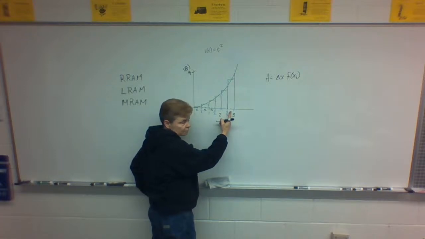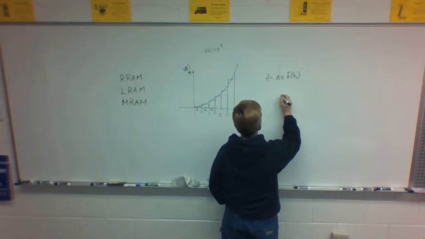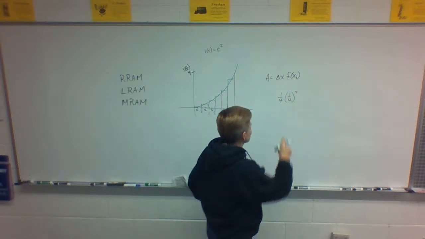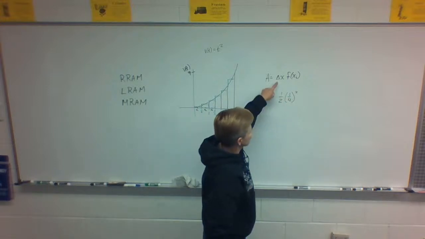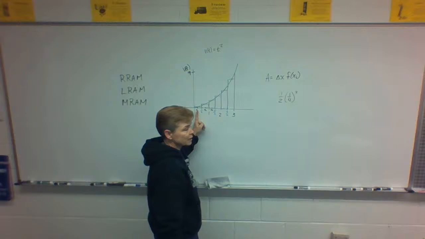You see it? Okay. So I've got the very first one. I've got 1/2 times 1/4 squared. This is 1/2, the width of the partition. But we evaluate the function at the midpoint of that first partition, which is 1/4. You follow me? This is the area of that first little rectangle.